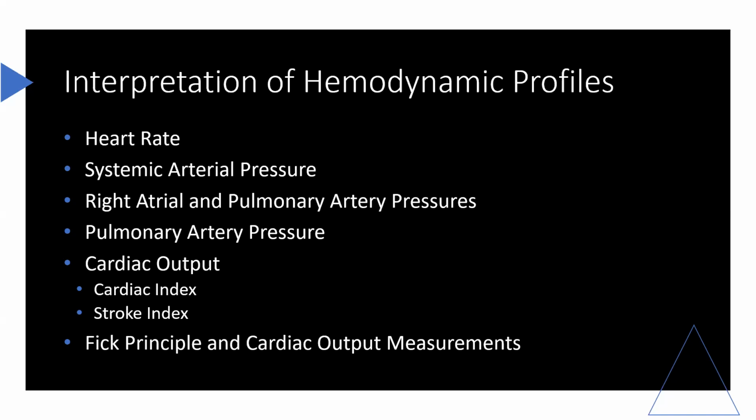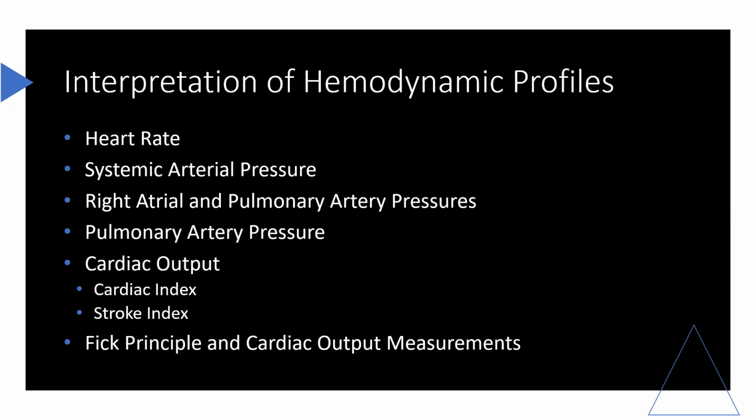Systemic arterial pressures. The normal systemic arterial pressure for adult subjects ranges from 90 to 140 millimeters of mercury on the systolic side and 60 to 90 millimeters of mercury on the diastolic side, with a normal mean arterial pressure of 70 to 100 millimeters of mercury. It is generally accepted that systemic hypertension exists when the systolic arterial pressure is greater than 140 millimeters of mercury, and the diastolic pressure is greater than 90 millimeters of mercury.